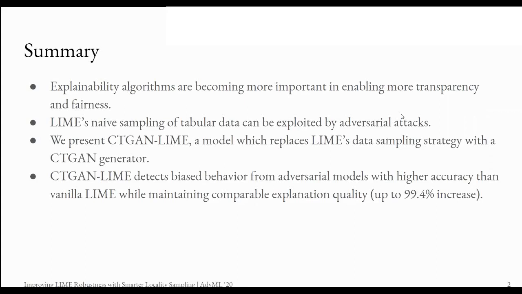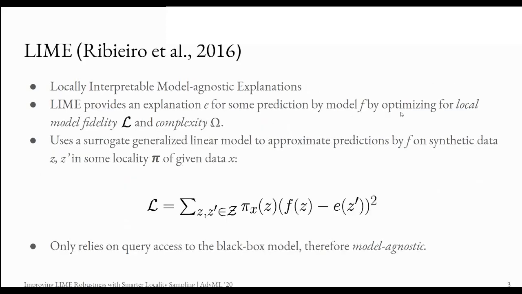Furthermore, we experiment with CTGAN LIME's robustness against a stronger version of the incumbent attack tailored towards our proposed method. These experiments also show that CTGAN LIME still detects biased behavior at a higher accuracy compared to vanilla LIME. In subsequent slides, we will introduce LIME and the incumbent adversarial attack, followed by our proposed method CTGAN LIME, experiments and results, and finally, next steps for future work.